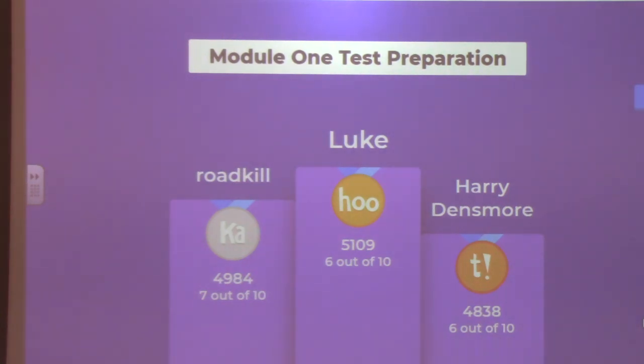There is actually a pattern to your answers, and that's you, Jason. Now, here's the thing that I found interesting. Do you find it interesting that Luke, who got 6 right, got more points than Roadkill, who got 7 right? I guess. Yeah, it's the time, and also they give you kind of a streak benefit too.